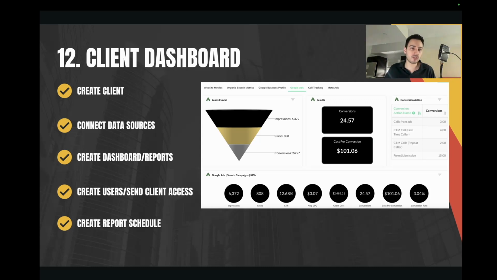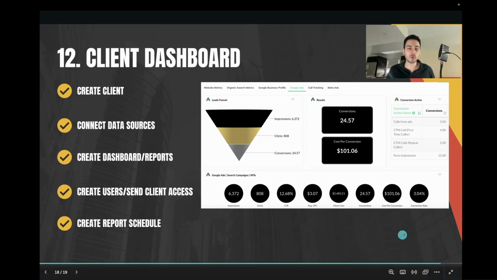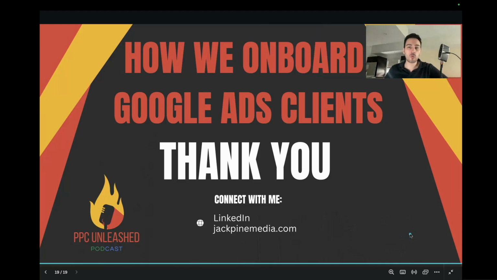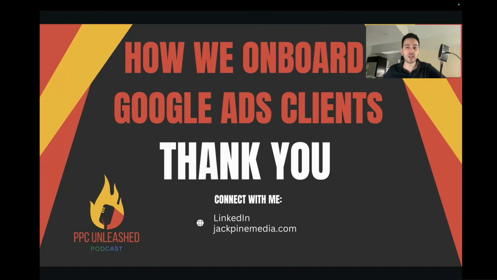So whether it's the 5th of every month or the 10th of every month, we create that schedule so the client receives the PDF in their inbox automatically every month. And that is basically it. We're at about 26 minutes so far, so hopefully it didn't take too long to go through the whole thing. Thank you for watching, and that is how we onboard Google Ads clients.